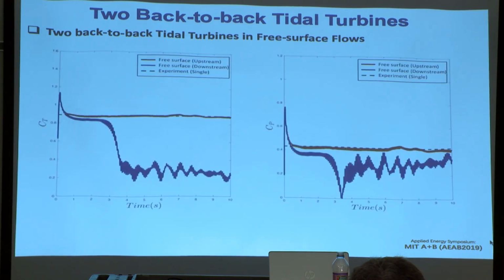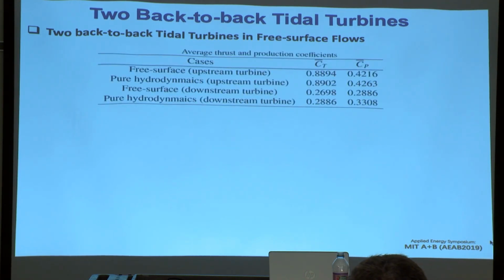So this figure shows you the time history of the thrust and the power coefficient for the front turbine and the back turbine. And as you can see, for the front turbine, the computational results still agree with the experimental measurement. But for the back turbine, since it is affected by the wake, you see a huge reduction in terms of thrust coefficient and the power coefficient. And this is the simulation for free surface.